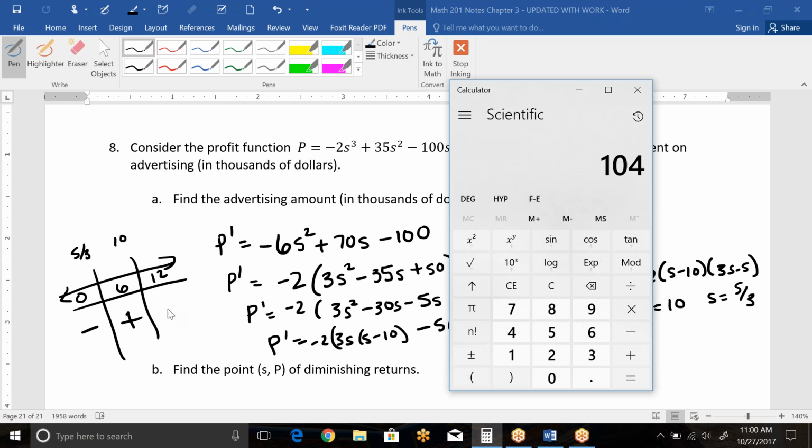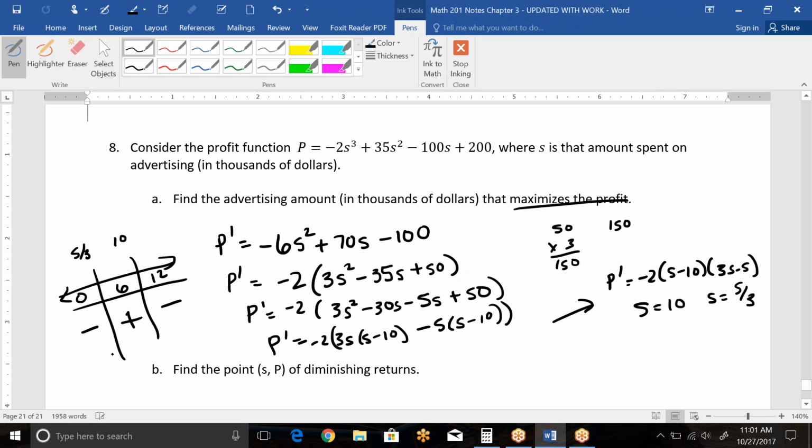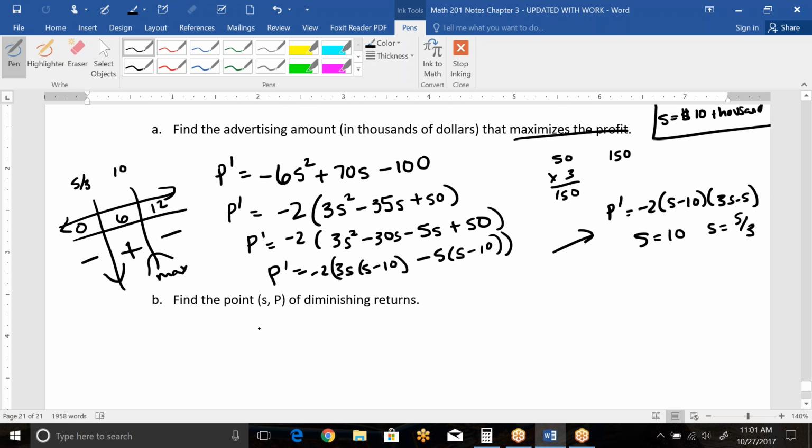And then we need to check 12. So 12 squared times the 6 that's negative, plus 70 times 12 minus 100. That one comes out negative as well. So decreasing to increasing is a minimum, increasing to decreasing is a maximum. So they need to spend $10,000 on their advertising. The point of diminishing returns, we need to take the second derivative for that.